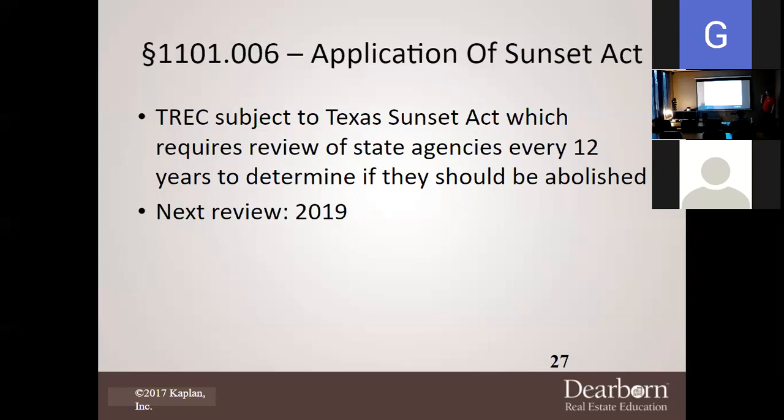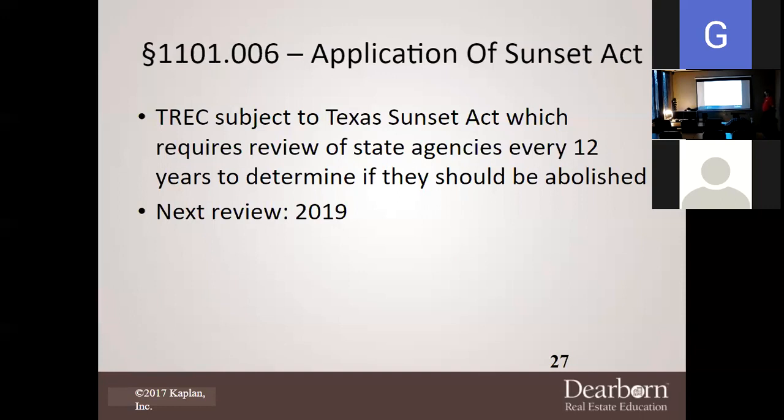Okay? Now, under the application of the Sunset Act, TREC is subject to the Texas Sunset Act, which requires review of the state agency every 12 years to determine if it should be abolished. Why do they call it the Sunset Act? It's the sunset on here. It means that this code is up for possibly being wiped away. They don't see any reason to consider it or continue it. Okay? So in this particular situation, our review was up in 2019.